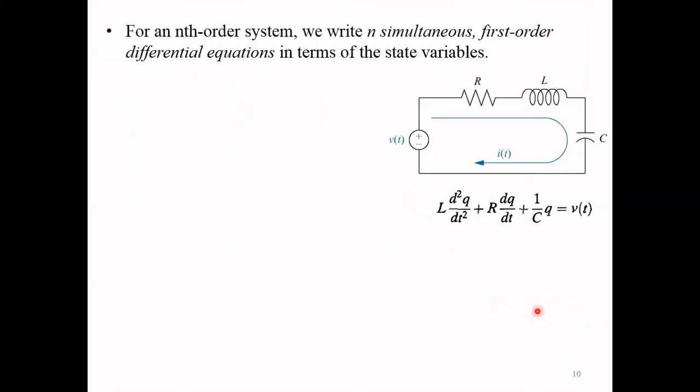For an nth order system, we write n simultaneous first order differential equations in terms of state variables. As I have already told you, the highest derivative used in the state equations is the first order. So if we have a second order derivative, we have to convert this into first order by letting this term, for example, dq over dt, be equal to the current. So to make this second order into first order, we can write this equation in terms of the current.